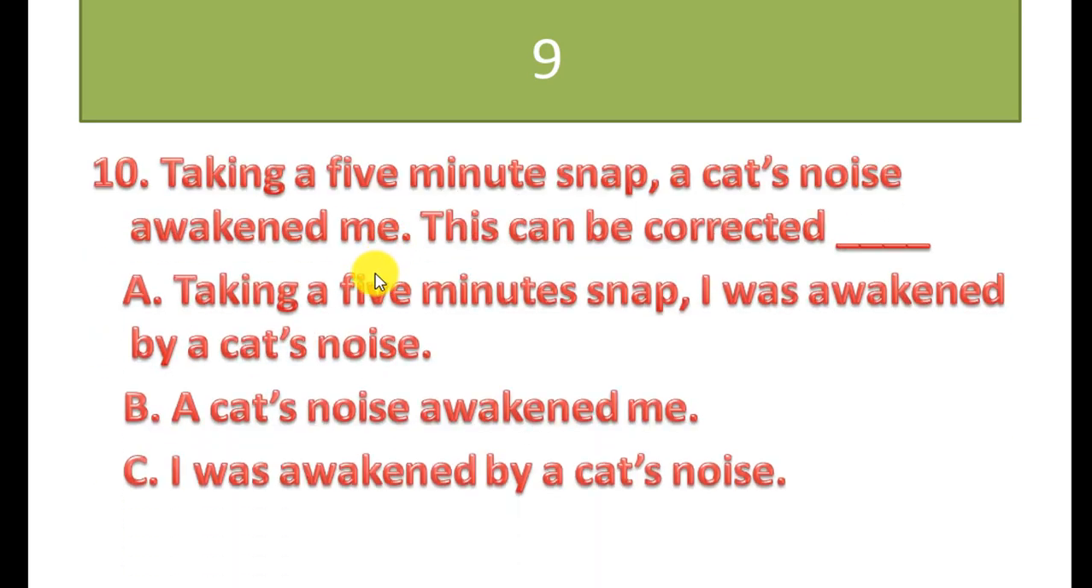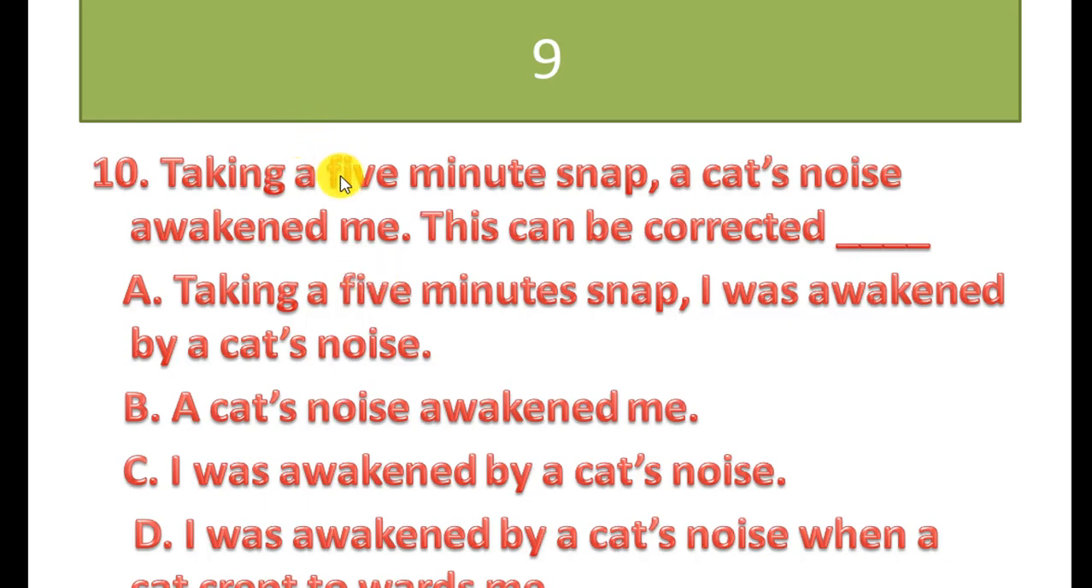Look at the question here. Taking a 5-minute nap, a cat's noise awakened me. This can be corrected. How can you correct it? This is a completely wrong sentence. It has a sentence error. How can you write this sentence in the correct way to convey the meaning? Look here, because the principal subject is not the same as the implied subject, they are different subjects.